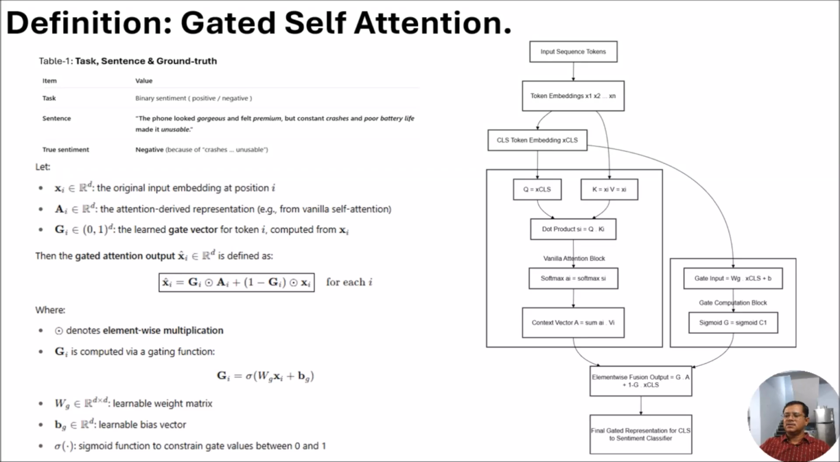Let us try to understand the gated self-attentions by using a very simple example. In this example, I will consider a binary sentiment classification task with positive and negative sentiment, and the sentence is a little sarcastic. The phone looks gorgeous and felt premium, but constant crashes and poor battery life made it unusable. So, due to the presence of those crashes and unusable, it shows that it actually has a negative sentiment.